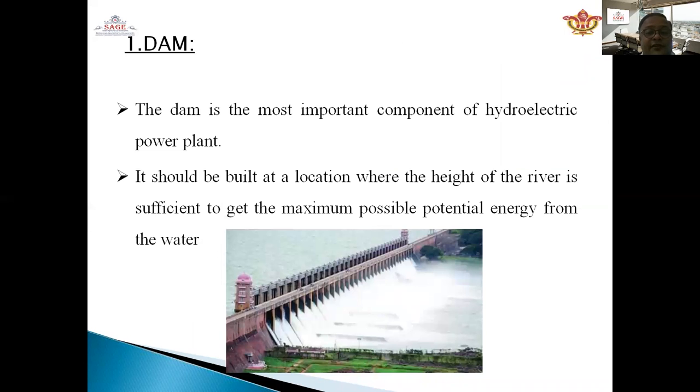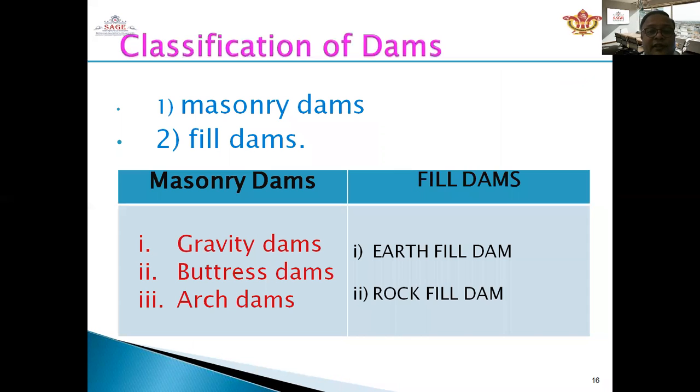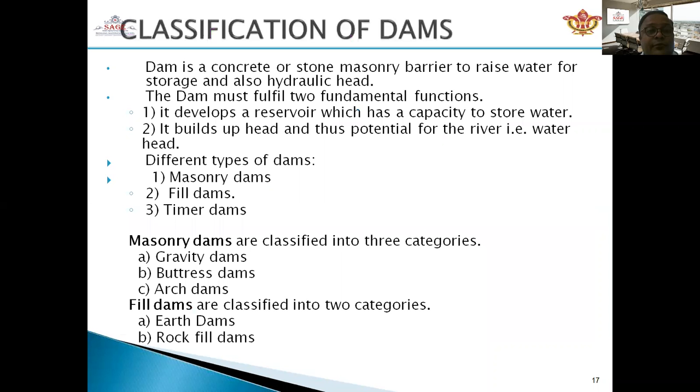This is the dam. It is the most important component of the hydroelectric power plant. It should be built at a location where the height of the river is sufficient to get the maximum potential energy from the water. What is the classification of the dam? That is the masonry dam. It is a very strong dam. Masonry dams are also of three types: gravity dams, buttress dams, and arc dams. And then the fill dams. There are two types: earth fill dam and rock fill dam.